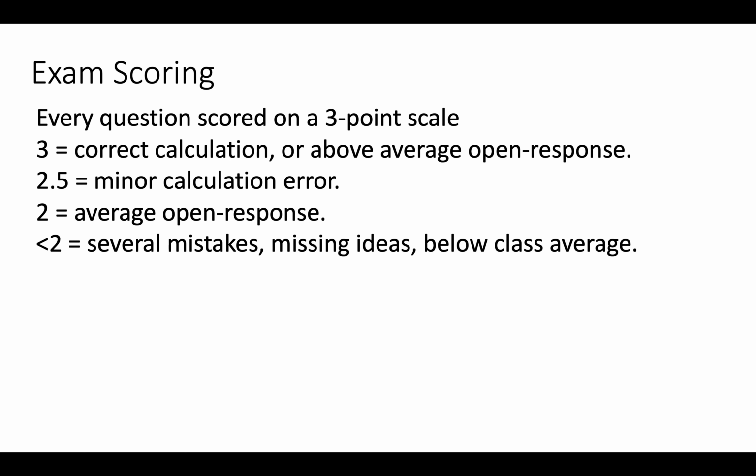If it was an open response, was it an above average open response? Was it an exceptional open response? That would be worth 3 points. 2.5 often meant there was a minor calculation error. 2 I viewed as an average open response. It matched what the class as a whole was doing. And if there was something less than 2, it involved several mistakes for a calculation, or maybe there were missing ideas. Overall, the response for that question was below what the class average was.